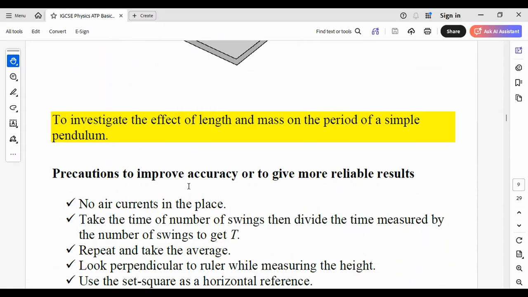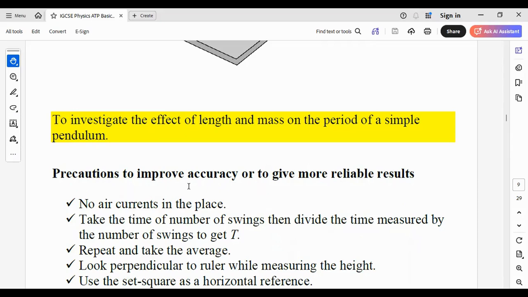Sometimes it's very important that you turn off the fan, so there are no air currents in the place. That's a very usual one. Take the time of a number of swings and divide the time measured by the number of swings to get the period. Sometimes it's already given in the above scenario somewhere in point A, B, or C, so sometimes we have to neglect that. We cannot repeat it then; if you repeat it, you're not going to get any mark. Repeat and take the average. That's a very important one.